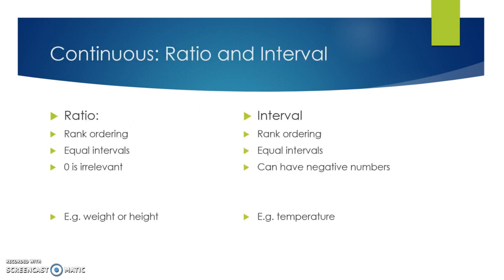So the final level is continuous, which is split into 2 types, either ratio or interval. Ratio is ranked order with equal intervals, and 0 is irrelevant. So for example, height or weight. And interval is again ranked orderings with equal intervals. However, the difference between ratio and interval data is the fact that interval can include negative numbers. So I put there, for example, temperature, because temperature can go below 0.